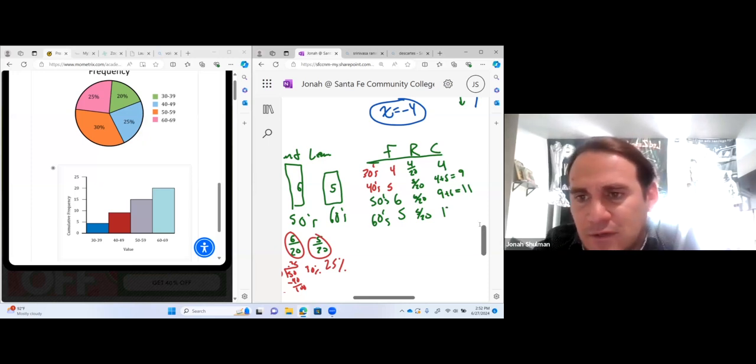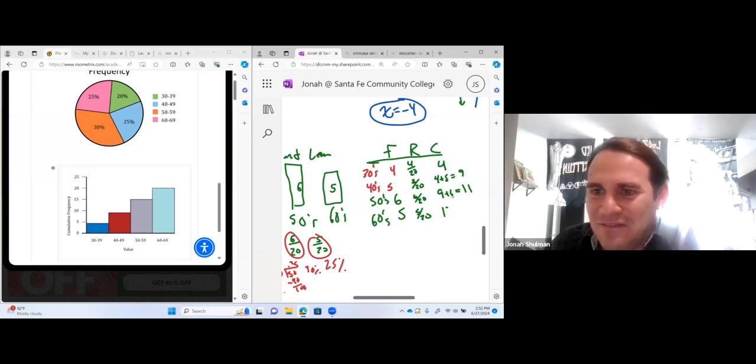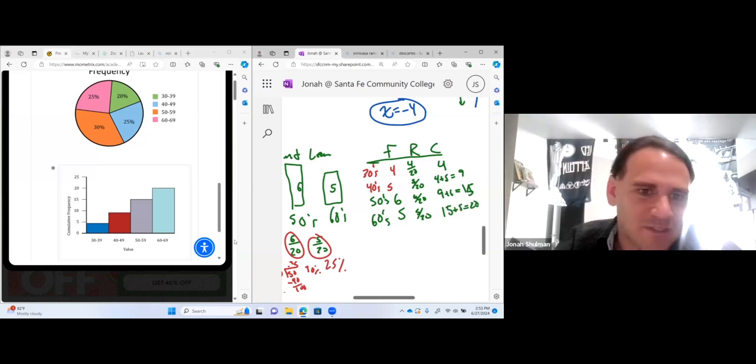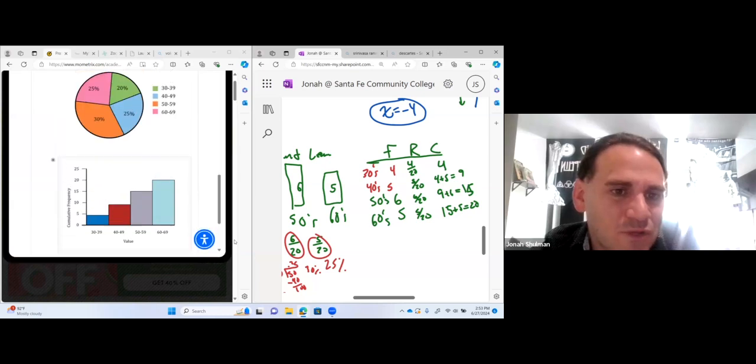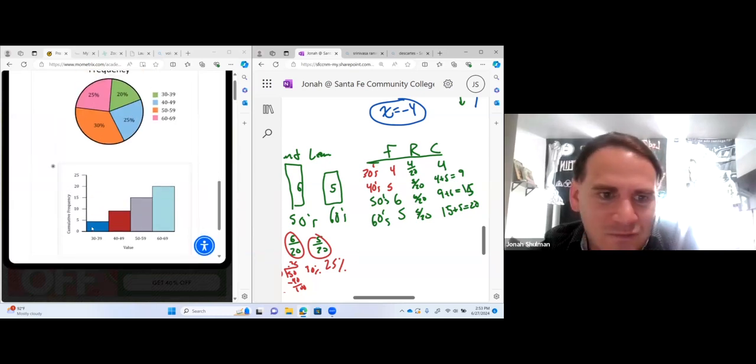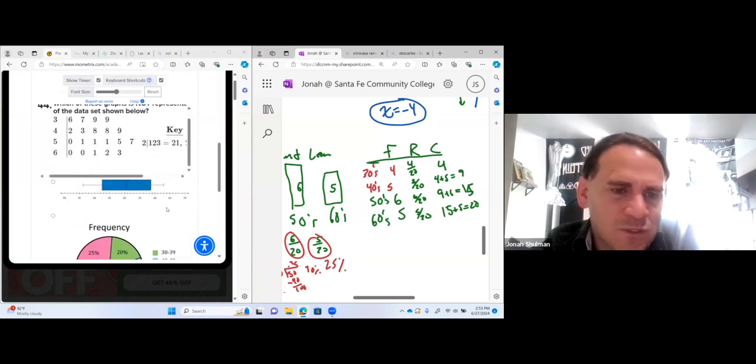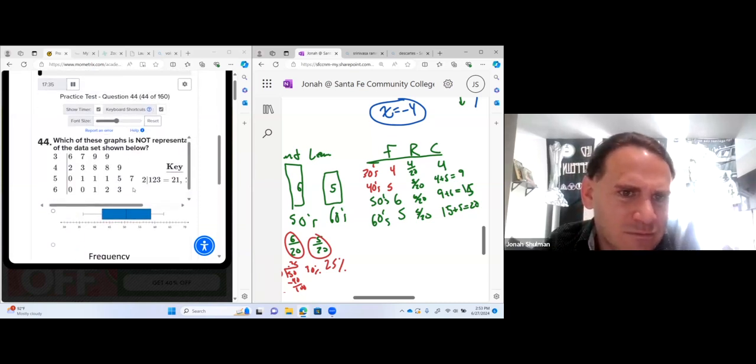Oh yeah, because I can add. 9 plus 6 is not 11. 9 plus 6 is 15. And that is 15. Cool. And then we have 15 plus 5, which is 20. They all match up. Beautiful. So we know this one is correct because 4 plus 5 is 9, 9 plus 6 is 15, 15 plus 5 is 20. This one's right.